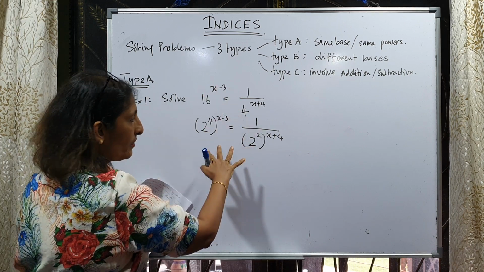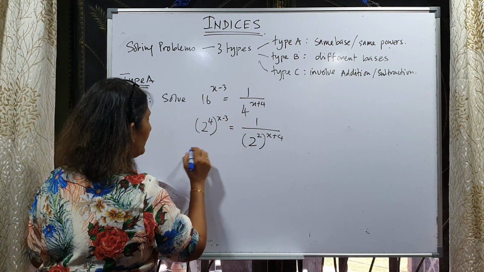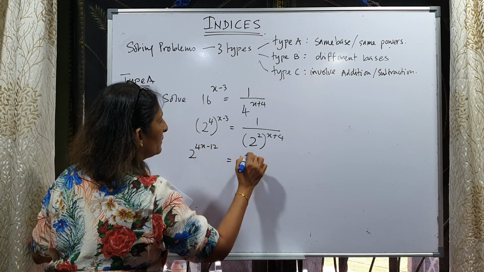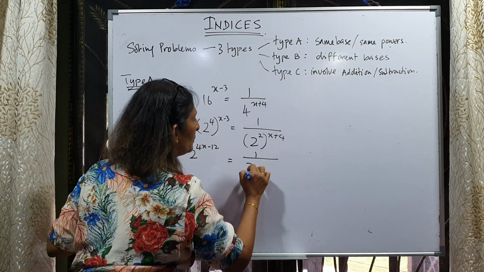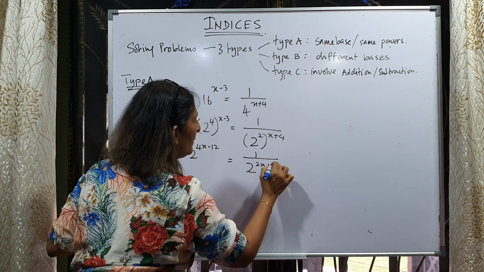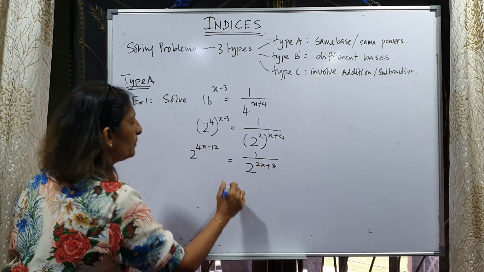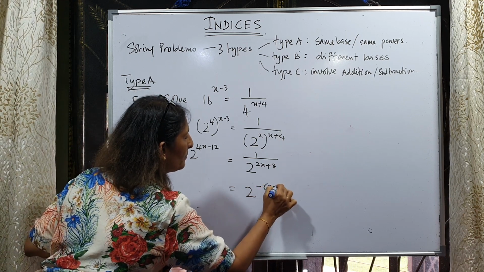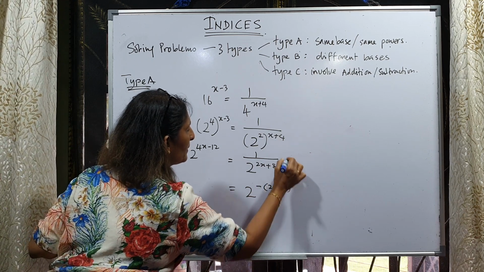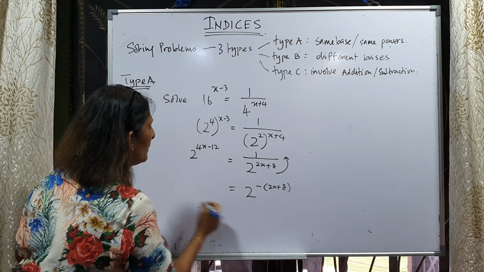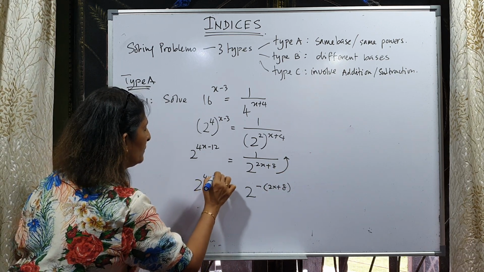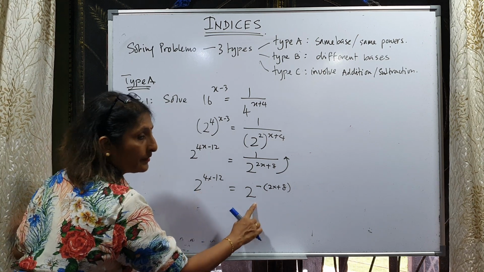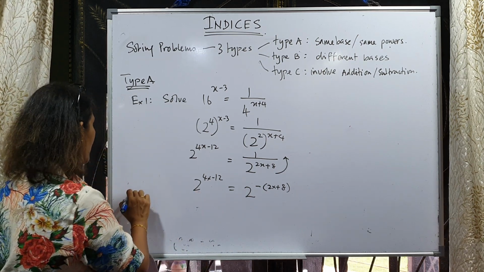So this is the method of doing. Now you open the bracket: 2 to the power of 4x minus 12. This one is 1 over 2 to the power of 2x plus 8. Then 1 over 2 to the power, you bring it up as 2 to the power negative 2x plus 8. The aim is to get the same base on the left and one on the right. Now, finally, we will compare.